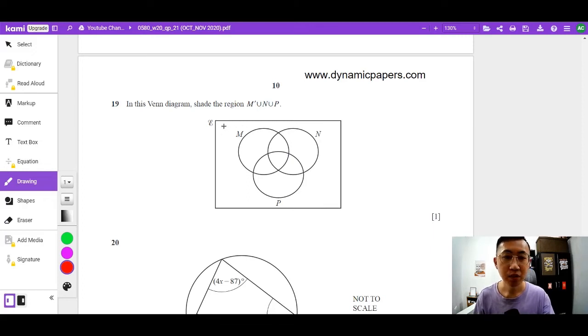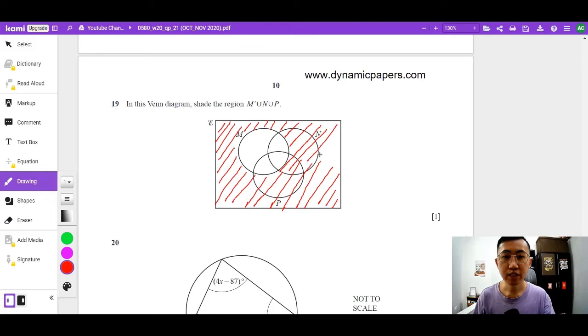Let us start. So outside of M. Just try your best. Do your best shading. Do not touch the circle M, but everything else you need to shade. Almost there, guys. So I shade everything except for the circle M. That is the meaning of M prime.